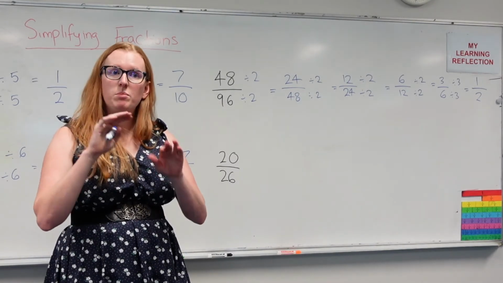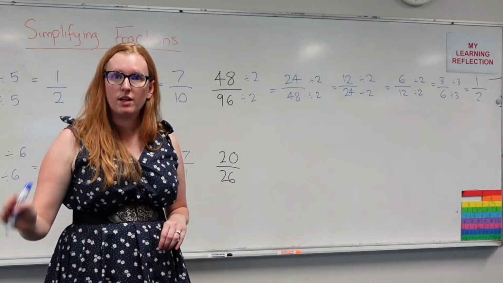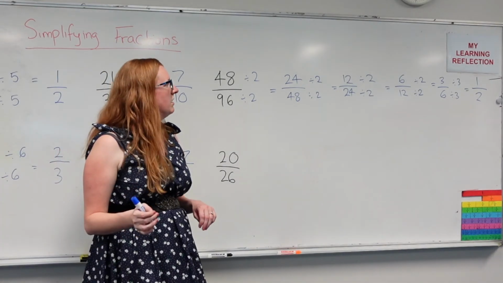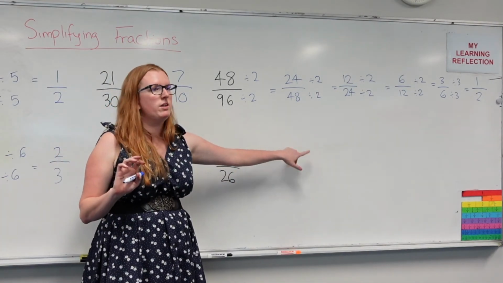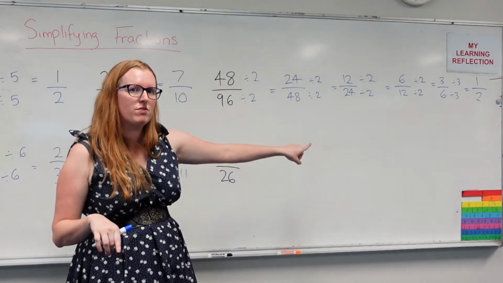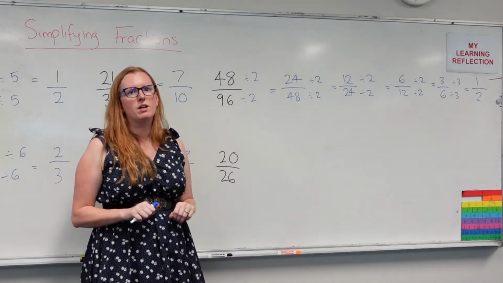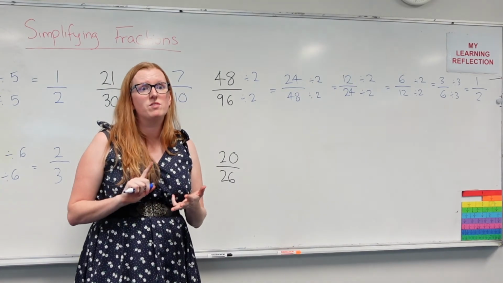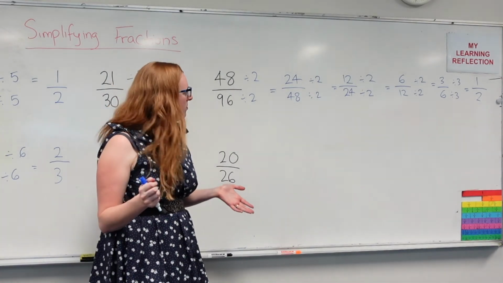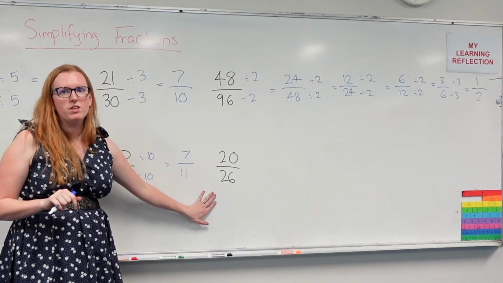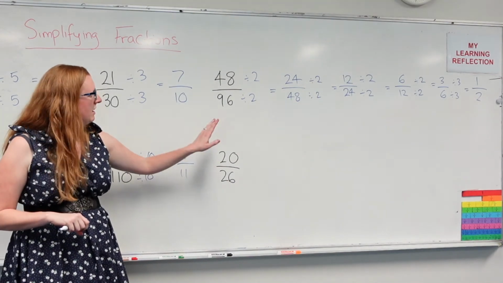If you get even numbers on the top and the bottom, just divide by 2. Keep going, keep going, keep going. But eventually you may come to a point where you'll get an odd number, but you can still simplify further. So it does help to know your times tables, especially your 3s, your 5s, and even your 7s. Okay, and now let's do the same method. Hopefully it won't take quite as long.